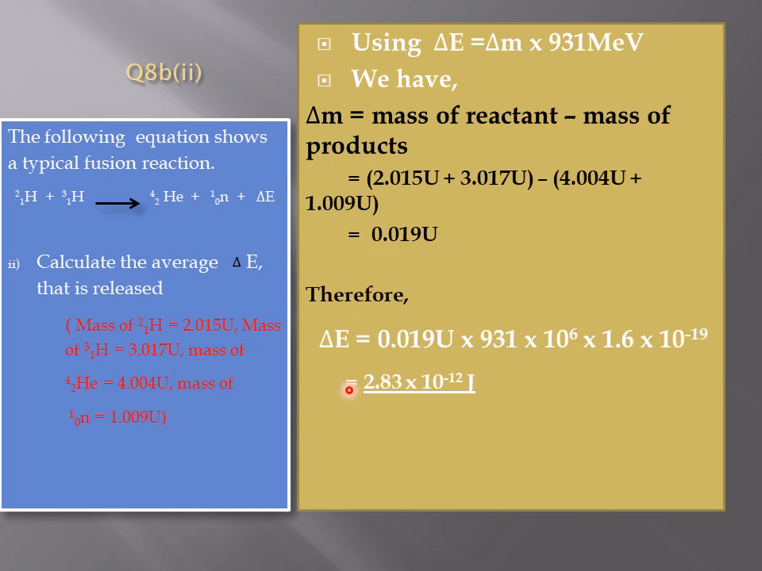Therefore, the change in energy is this mass defect times 931 mega electron volt. This is delta M times 931 times mega electron volt. If we compute this, we are going to have 2.03 times 10 to the power minus 12 joules.